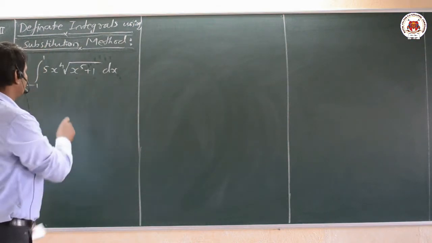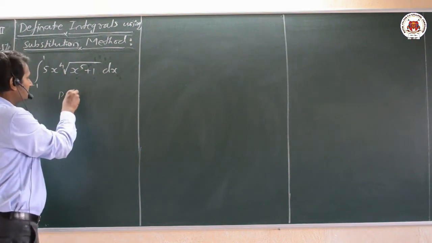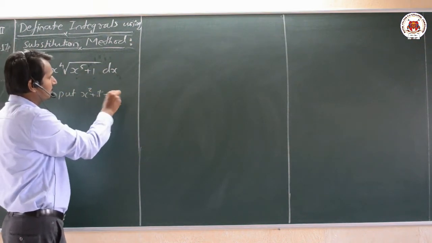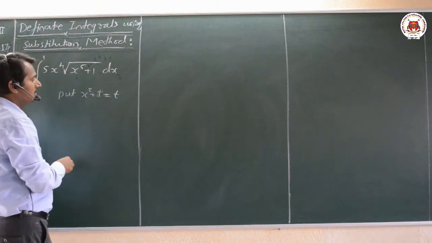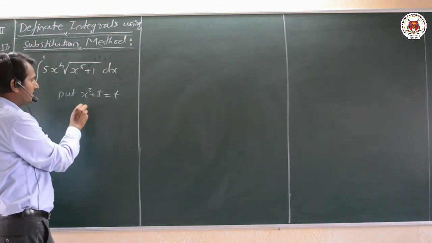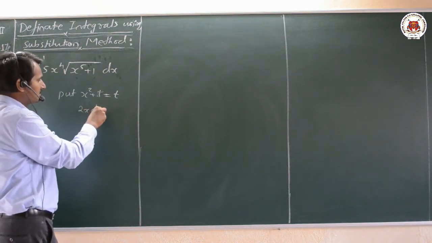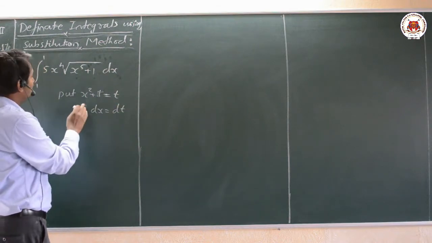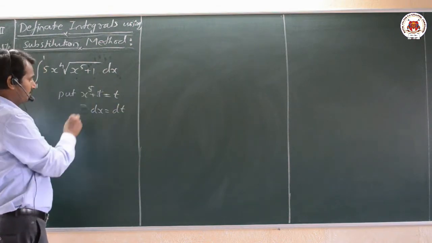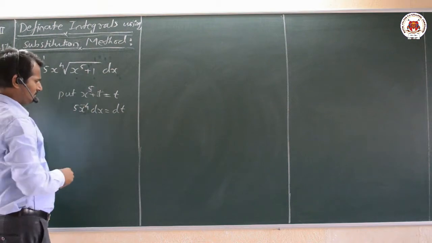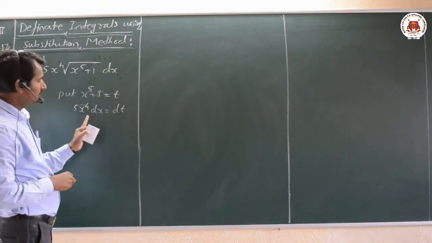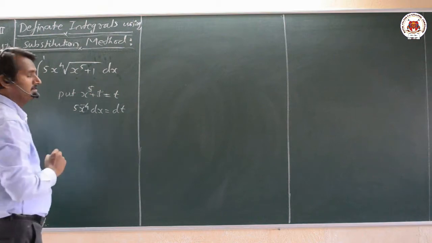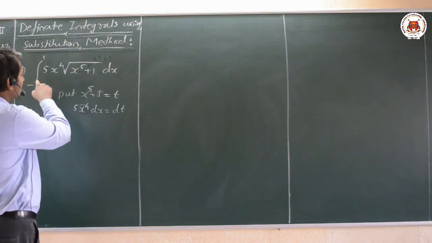Here, put x raised to 5 plus 1 equal to t. I will differentiate: 2x dx equals dt. Sorry, it is not 2x, it is x raised to 5 here, students. That is 5x raised to 4 dx, since the differentiation of 1 is 0, equals dt. Now I will substitute both values. But one more thing, we have to change the limit values also.